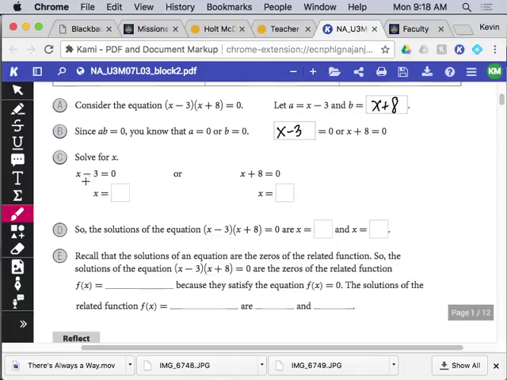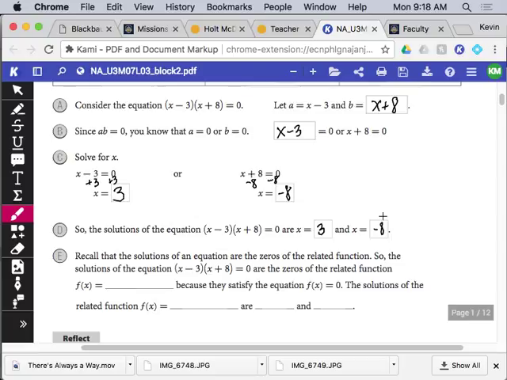So in order to do that, we add 3 to both sides, we get x equals 3. We subtract 8 from both sides, we get x equals negative 8. And we find that the solutions of this equation, x minus 3 times x plus 8 equals 0, are x equals positive 3 and x equals negative 8.